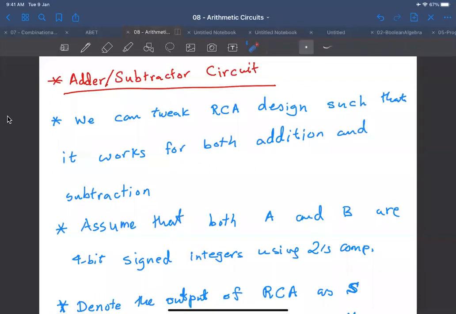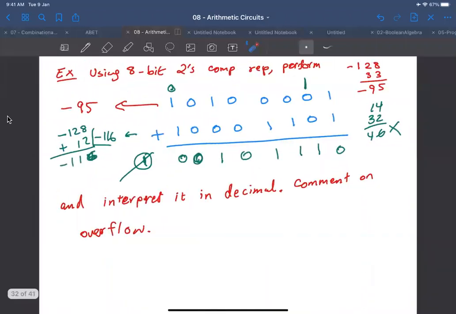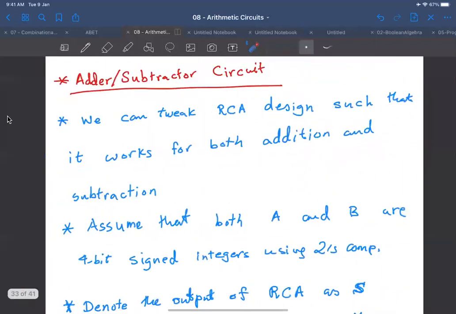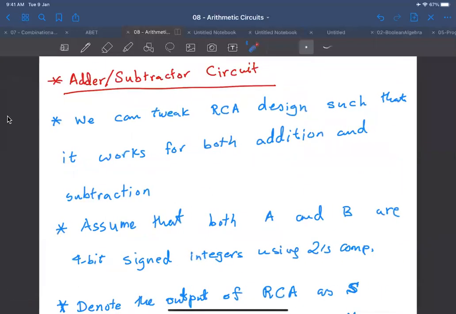Doctor, I have a question. When we have an overflow, does that mean we have a 9-bit code? The result, I mean. So your question is about how to correct the overflow. This is your question, right? Yes. So the result when you have an overflow is incorrect. How to correct the overflow, we'll talk about this at the end of this lecture, inshallah. Excellent question. So now we talk about the adder-subtractor circuit.